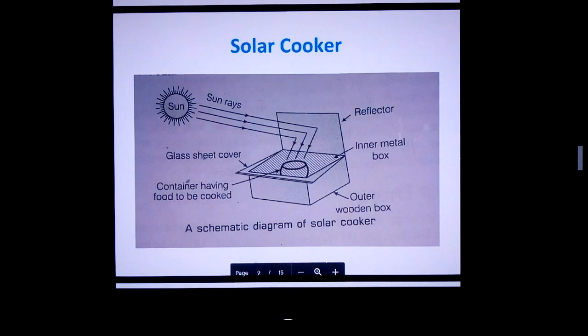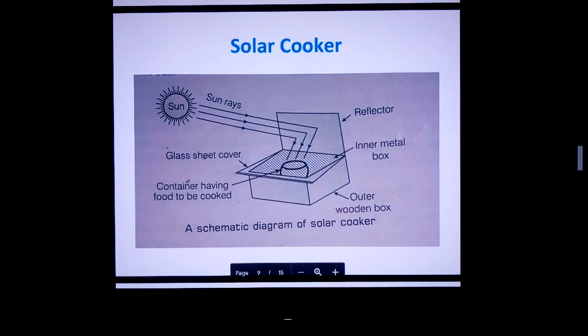A solar cooker consists of an insulated metal box or a wooden box which is painted all black from inside. You would have seen it is about our microwave oven size. There is a thick glass sheet cover over the box and a plain mirror reflector is also attached to the box. The food to be cooked is placed in a metal container and the container is kept in the box and covered with glass sheet. The food container is painted black from outside.